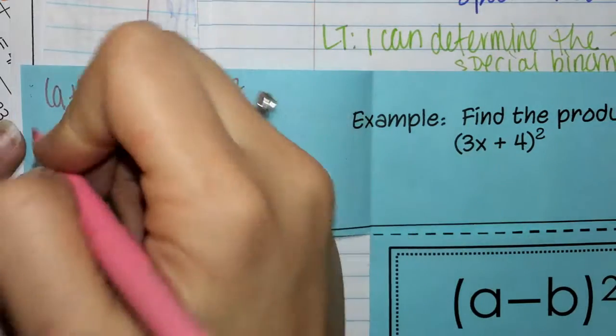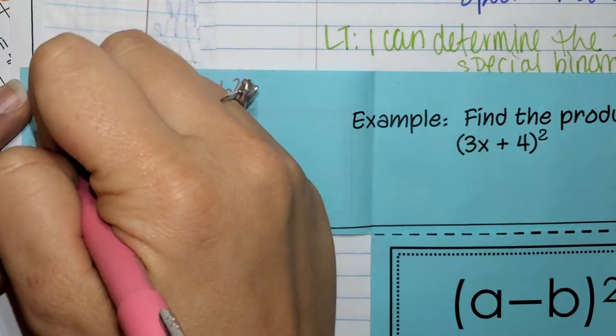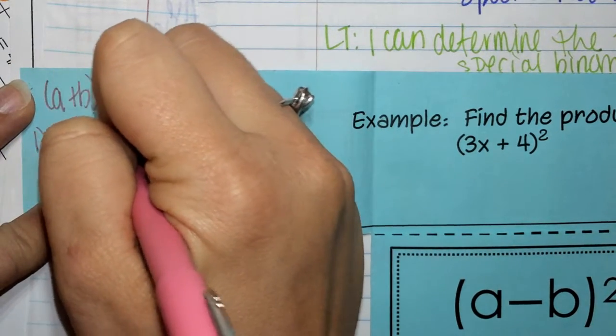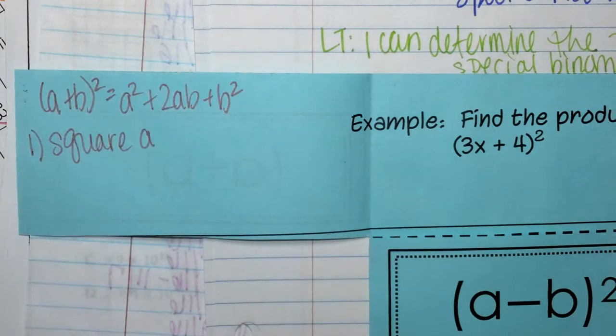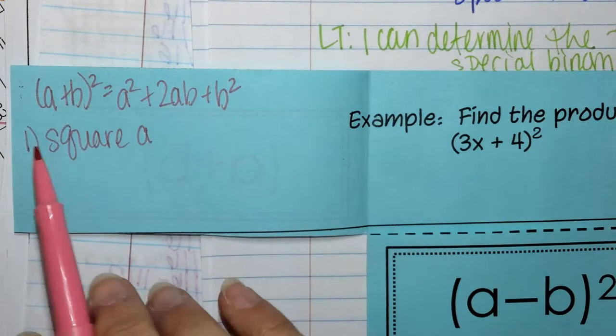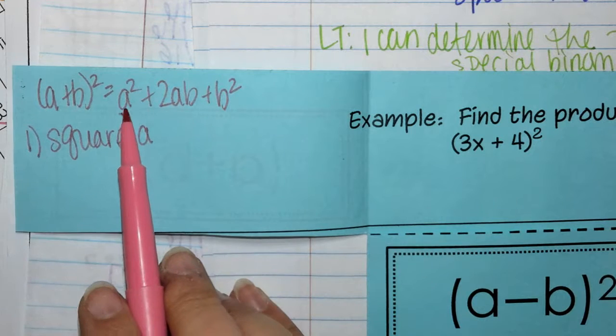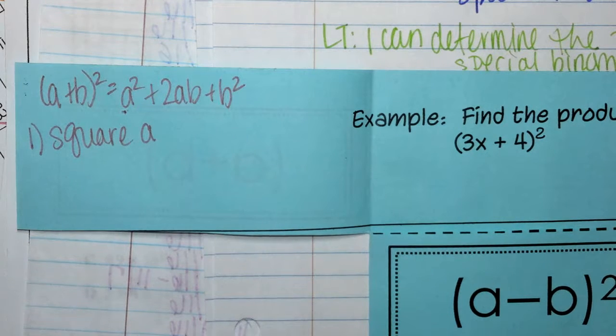Alright, so the first thing we do, step one, is we square a. And when you square a, we get a squared. That's where that a squared came from. Does everyone understand so far? Yes.